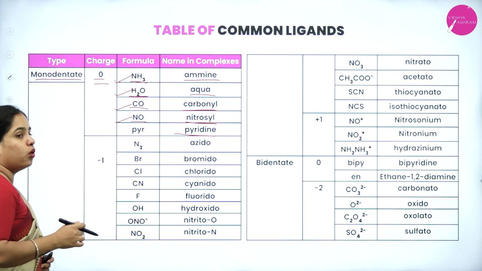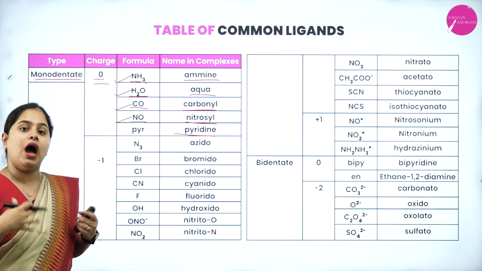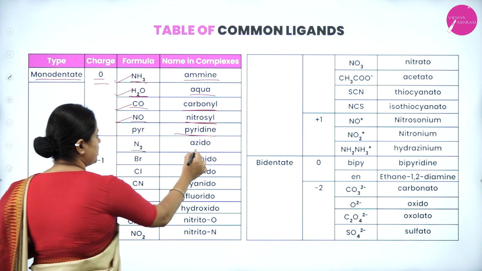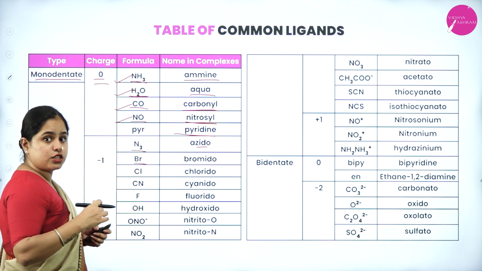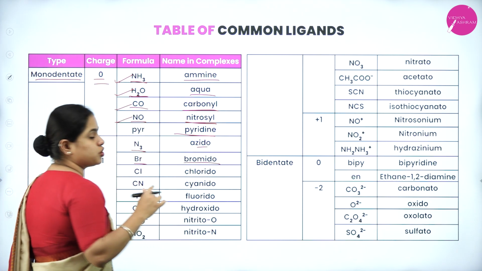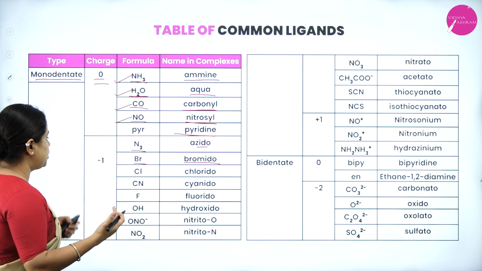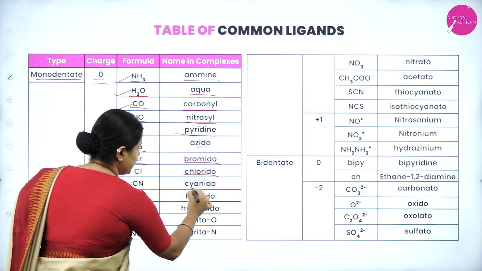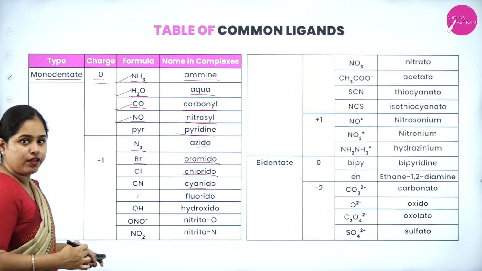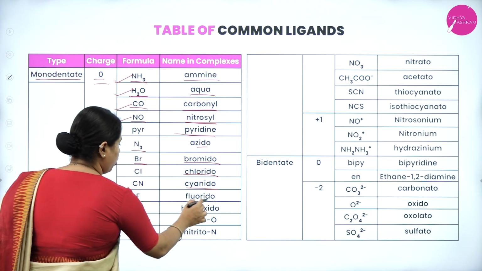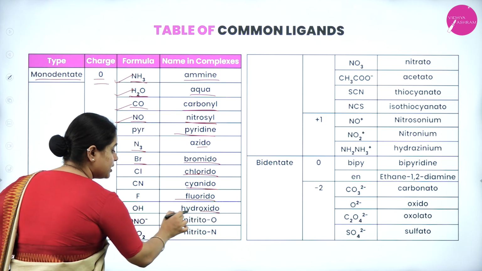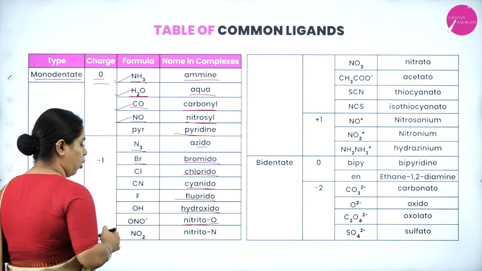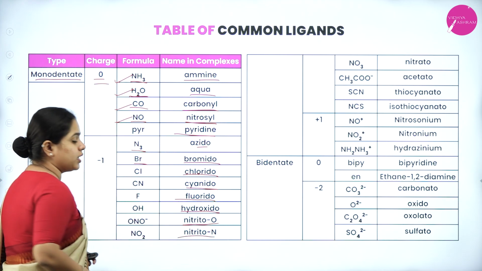Now we are going to see monodentate ligands which are anionic, minus charge will be there. Okay, so N3 is called azido. Bromine, it is called bromido, right? It is not bromine, it is bromido, which carries a negative 1 charge. Now Cl is chlorido, CN is cyanido. All of these have minus 1 charge, right? F is fluorido, OH is called hydroxido, right? And ONO is called nitrito O and NO2 is called nitrito N.